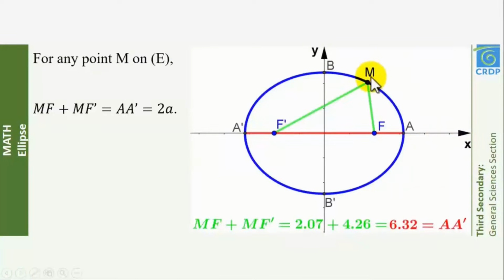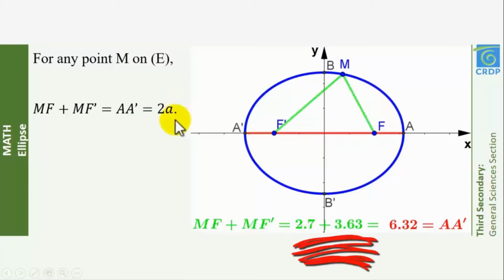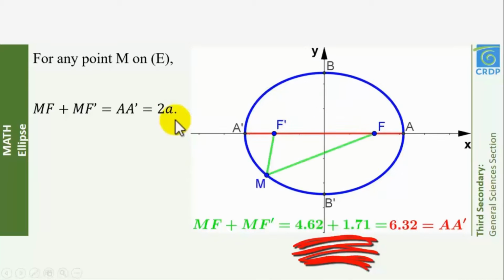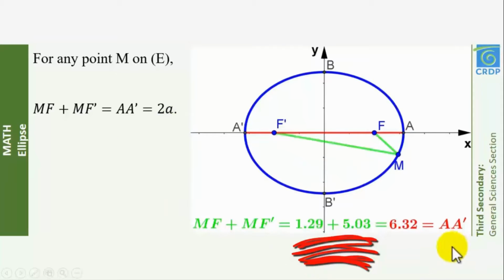For any point M on E, MF plus MF prime equal AA prime equal 2 small a. We notice that if we move M on E, MF plus MF prime remains equal to AA prime equal to 2 small a.